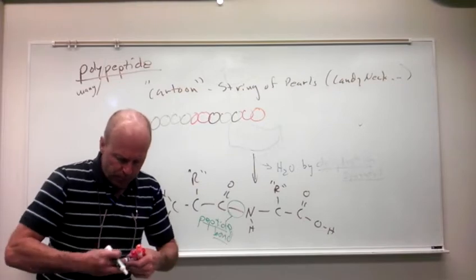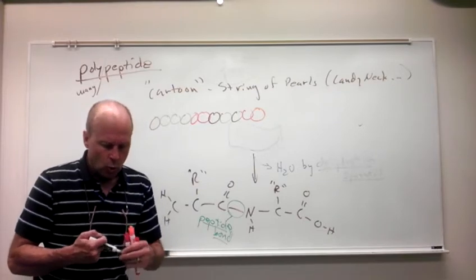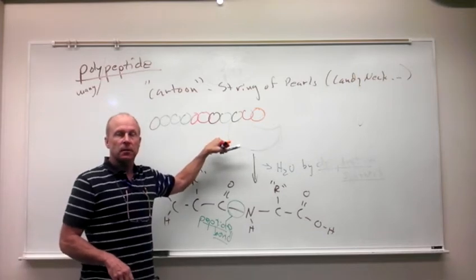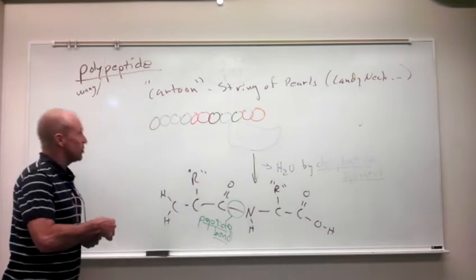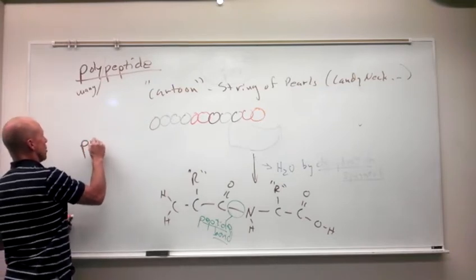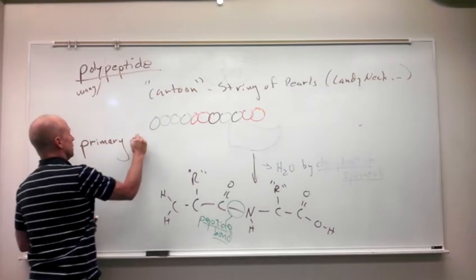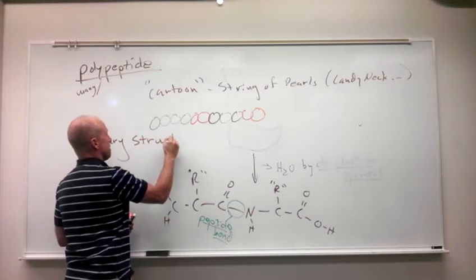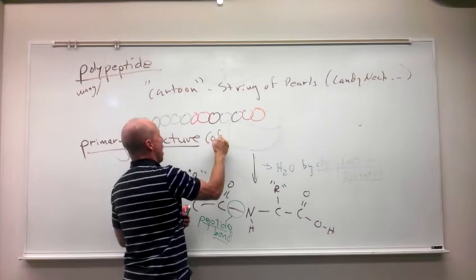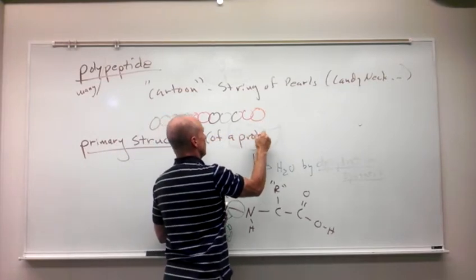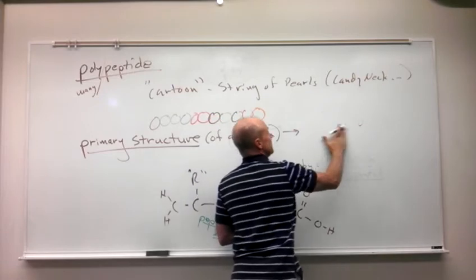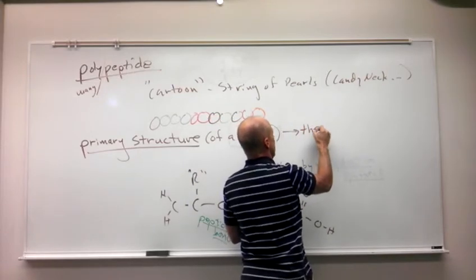When it comes to protein, we call the sequence of amino acids its primary structure. So that's my next big definition, the primary structure of a protein. Of course, I'll put in parentheses here, of a protein would be equal to the specific sequence of amino acids.